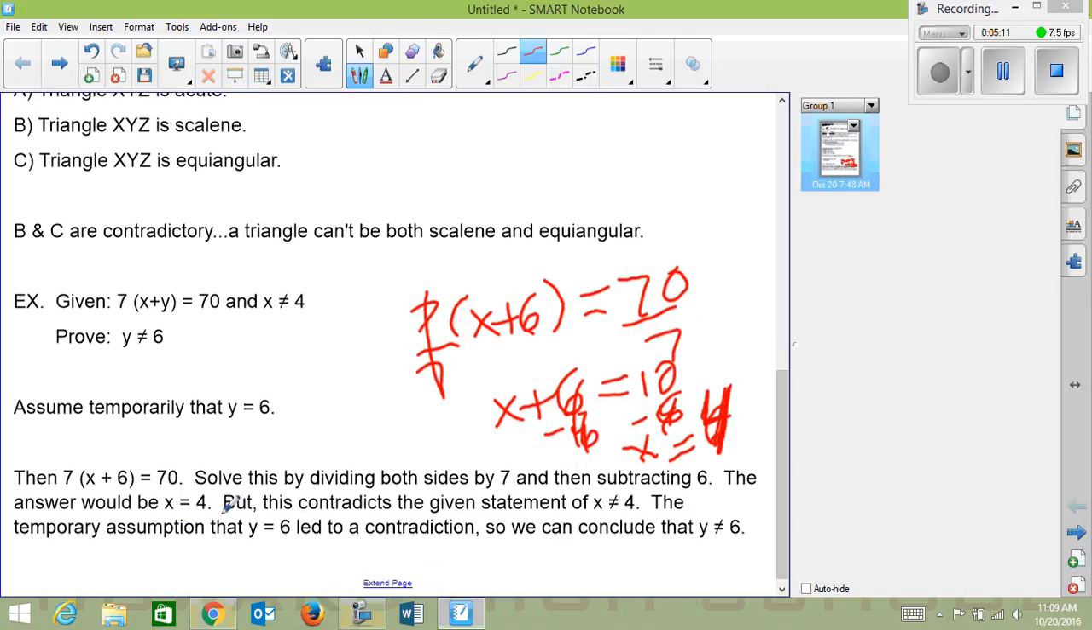So x equals 4. Well, look what I set up in the given: x can't equal 4. So this contradicts the given statement that x does not equal 4. The temporary assumption that y equals 6 led to a contradiction. So we can conclude that y cannot equal 6. I had to start by assuming the opposite of what I wanted to prove, and then go through the steps to prove that false. It would have to not equal 6 by the work that I gave.